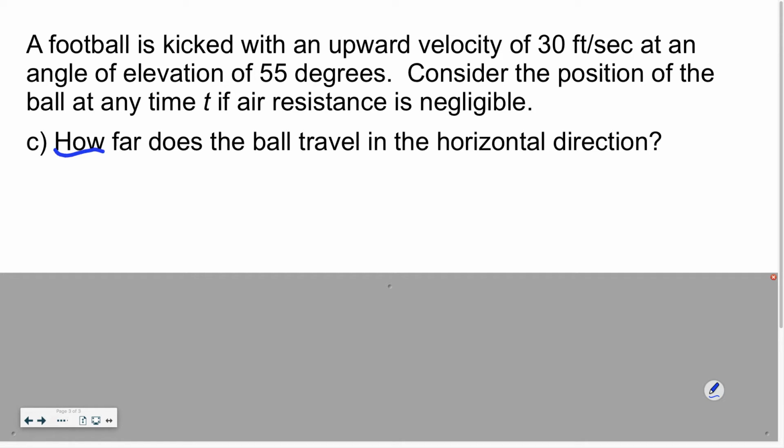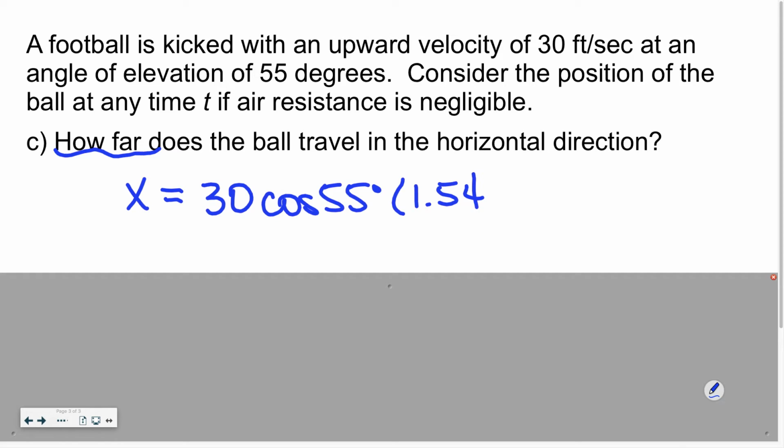Well, how far means we're actually figuring out what x is, but what are we going to plug in for t? We know that it hits the ground at 1.54 seconds, which means it's going to stop traveling in the air at 1.54 seconds. So we can take that time and plug it in to our x equation to get the horizontal distance that it travels. How far?